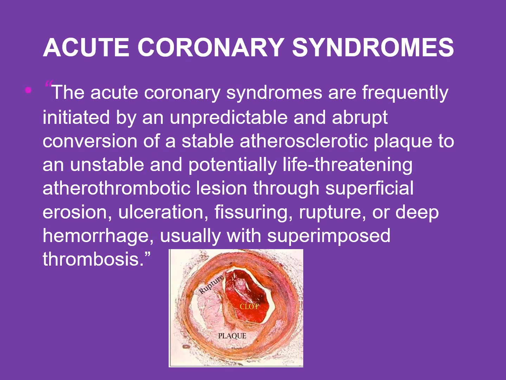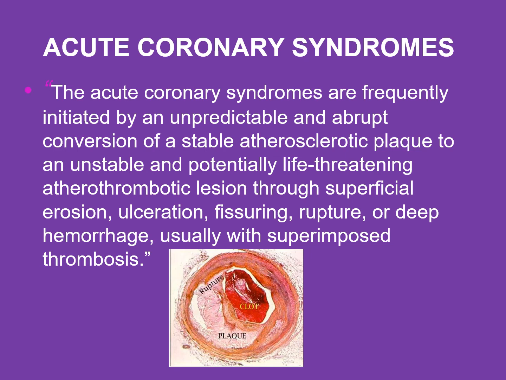Acute coronary syndrome is defined as frequently initiated by an unpredictable and abrupt conversion of a stable atherosclerotic plaque to an unstable and potentially life-threatening atherothrombotic lesion through superficial erosion, ulceration, fissuring, rupture, or deep hemorrhage, usually with superimposed thrombosis. So in general, in acute coronary syndrome, you have atherosclerosis in the involved vessels, and the narrowing for it to be significant is about 75% or greater.